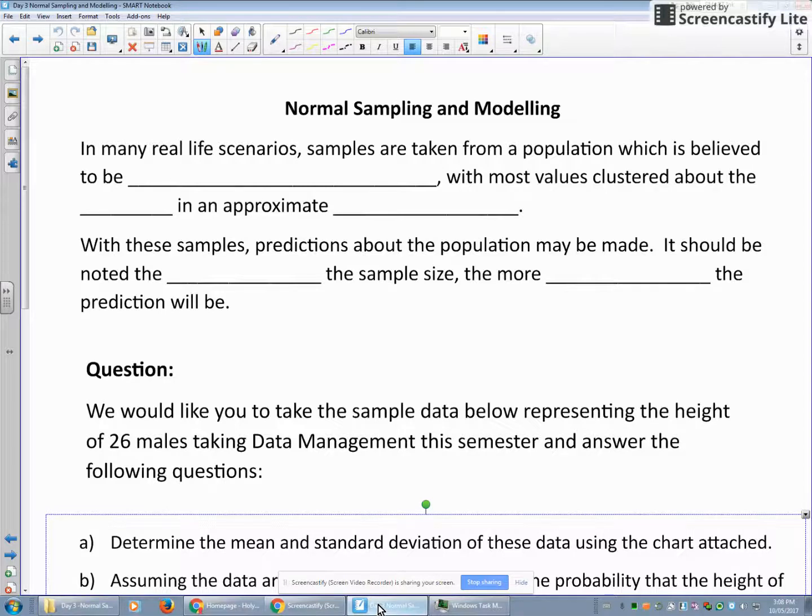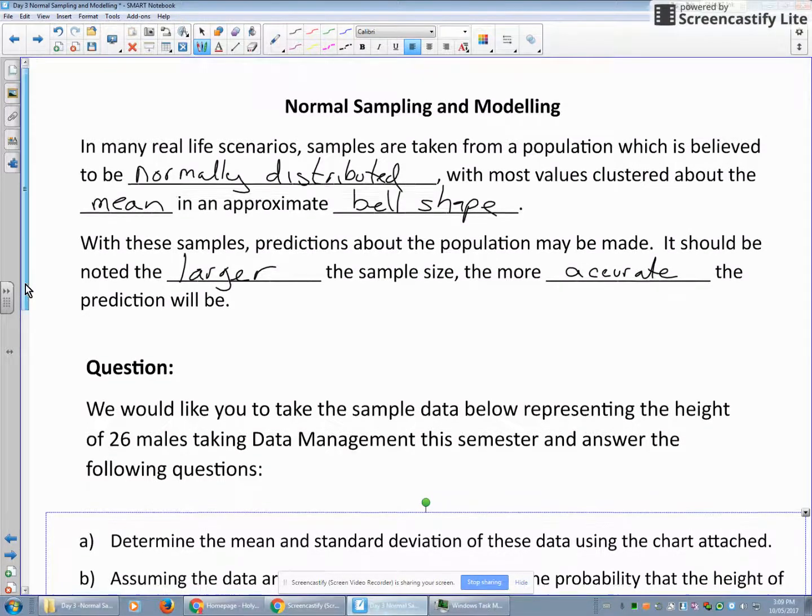So the note here says, in many real-life scenarios, samples are taken from a population which is believed to be normally distributed, with most values clustered around the mean in an approximate bell shape. So this is what they'll call the bell curve. With these samples, predictions about the population may be made. It should be noted that the larger the sample size, the more accurate the prediction will be. So the greater the data, the better we'll be able to approximate a normal distribution.